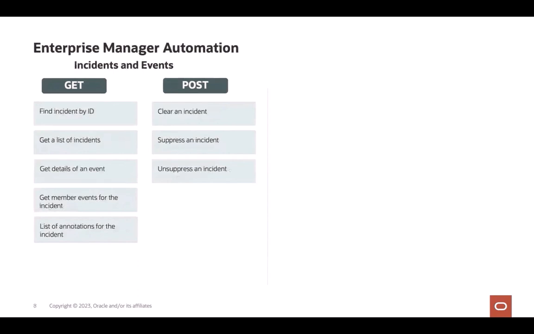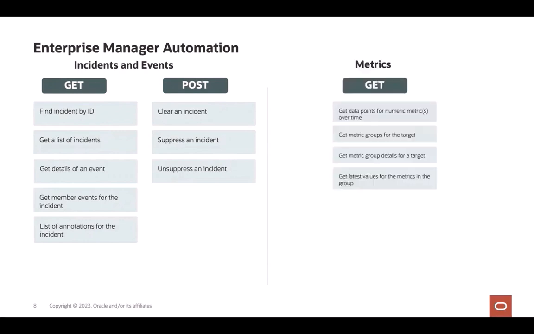For events and incidents, we support get and post commands, such as get to get details of an event and get a list of incidents, and post to clear an incident. Lastly, for metrics, we support get methods for the following: getting data points for numeric metrics over time, getting metric groups for the target, getting metric group details for a target, and getting the latest values for the metrics in the group.